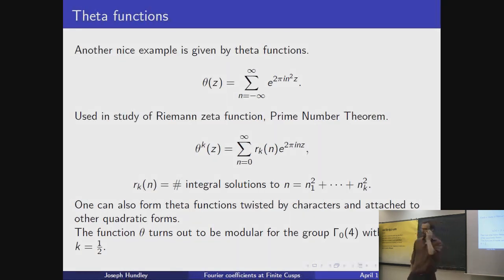Another example that is perhaps better suited to this audience is the theta function. This is the simplest example of a theta function. You just add up e to the 2 pi i n squared z, running over all the integers. This appears first in analytic number theory because the modularity of this function is related to proving the functional equation for the Riemann zeta function, which counts primes. And if you take theta and multiply it by itself k times, the Fourier coefficients are basically counting representations of n as a sum of k squares.